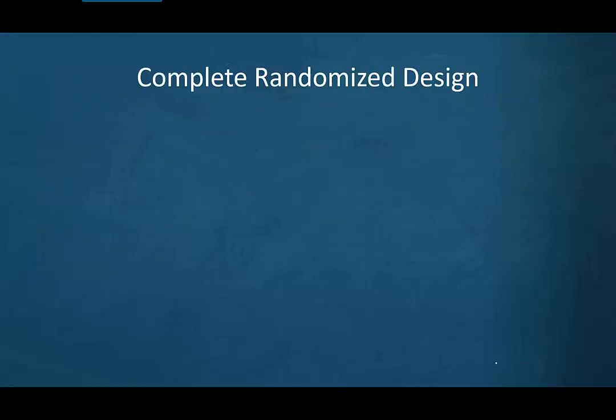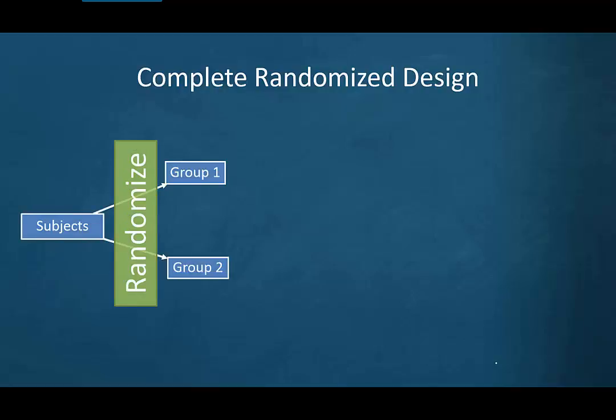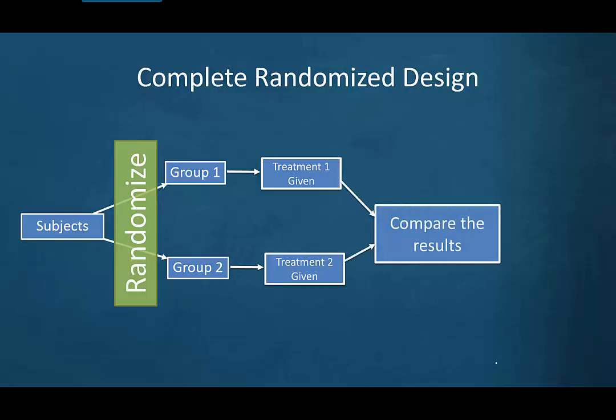So often we want to create diagrams to represent these different ways we can do these experiments. This first one here is called a completely randomized design. You start with some subjects and you randomize them into group 1 and group 2. You could have more than 2 groups; I'm just showing you one with 2 groups. You apply a treatment. So group 1 gets a treatment, group 2 gets a treatment. And maybe that treatment is no treatment. Maybe that's the control group. And then you compare these results.